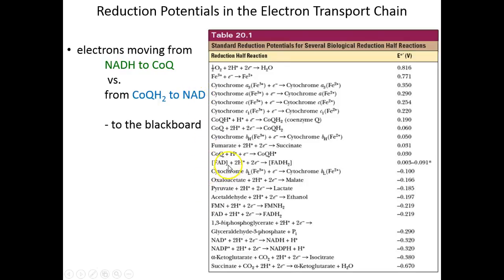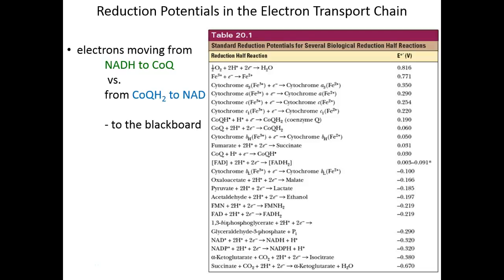Coming back to my table, CoQ being reduced has a value of 0.06, but in this example, I have it being oxidized. So I'm going to have a negative 0.06 value. In my example, NAD is reduced. NAD is indeed reduced here, so I'm going to leave this alone and keep it as a negative 0.32. When I combine or add a negative 0.06 to a negative 0.32, I get negative 0.38. That is my delta E.